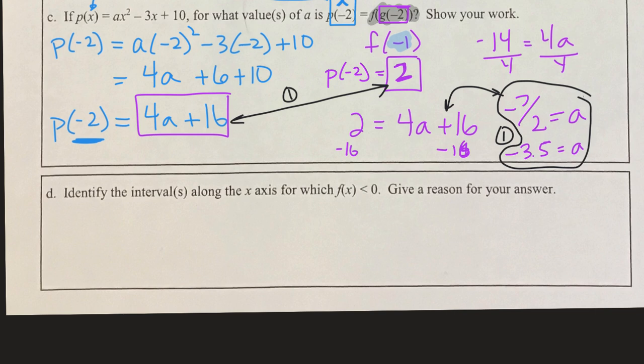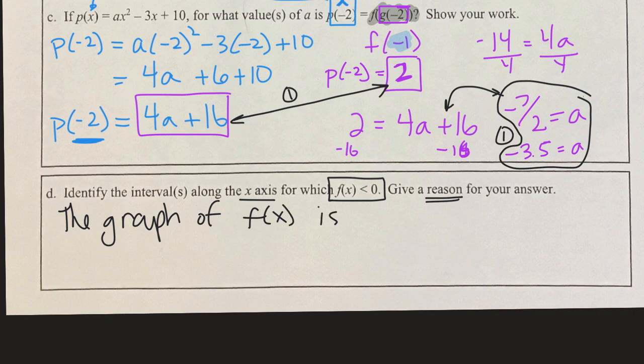Now let's look at D. Identify the intervals along the x-axis where f of x is less than 0. First of all, what does it mean if f of x is less than 0? Well, that means that the graph of f of x is going to be below the x-axis, because all y values below the x-axis are less than 0. So write the words below the x-axis. That is the reason that we're going to be able to write that.